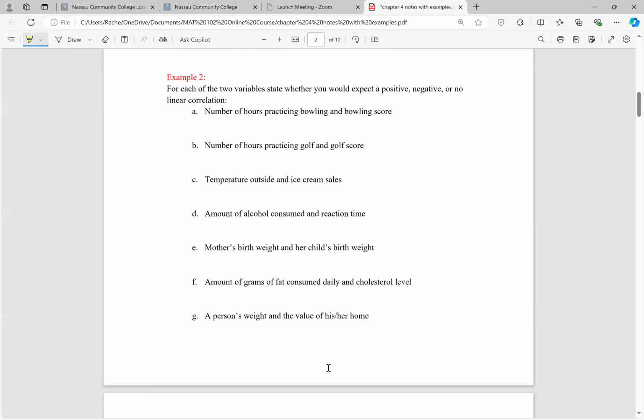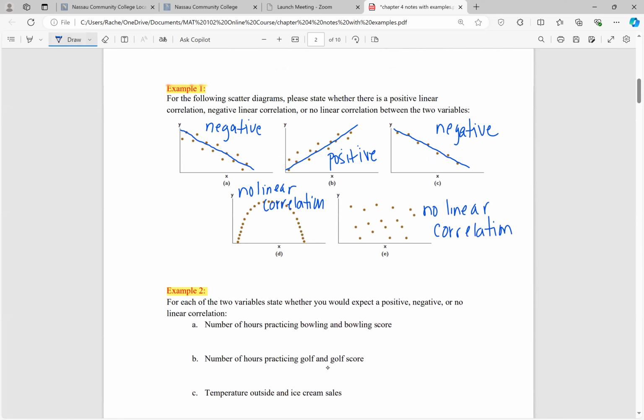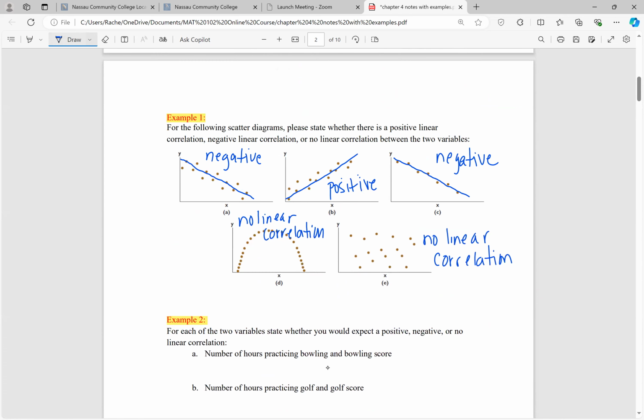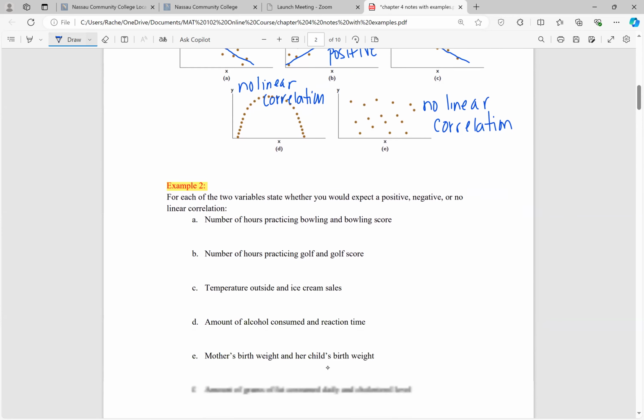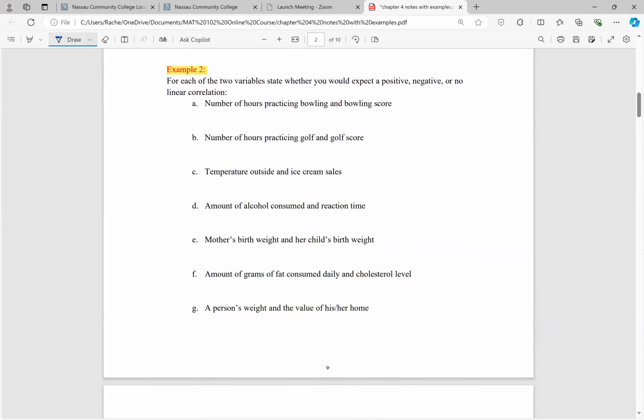So in example 2, I said for each of the two variables, state whether you would expect a positive, negative, or no linear correlation. So now we're kind of putting these in the context of something, right? In the ones that we were practicing above, X and Y weren't named. I didn't have units or specific variables, right? I was just saying, okay, here's variable X, here's variable Y, this is what their relationship looks like. But now I'm taking the picture away and I'm saying, okay, let's suppose we have these two variables. Would you expect a positive, negative, or no linear correlation?